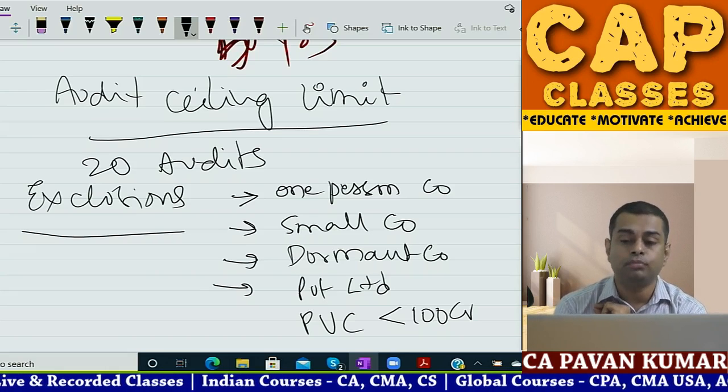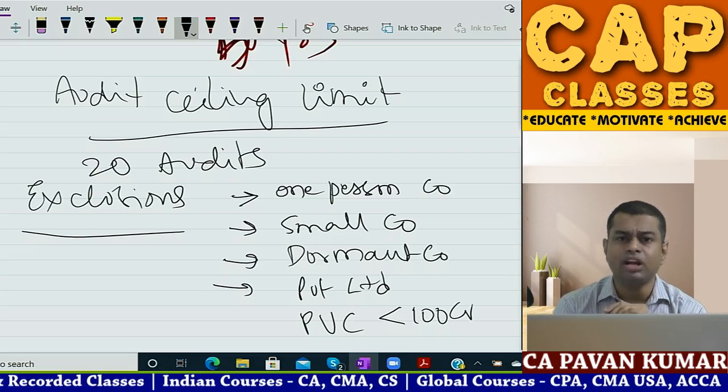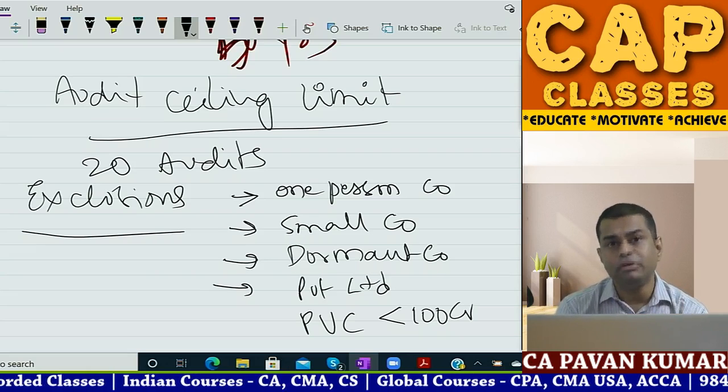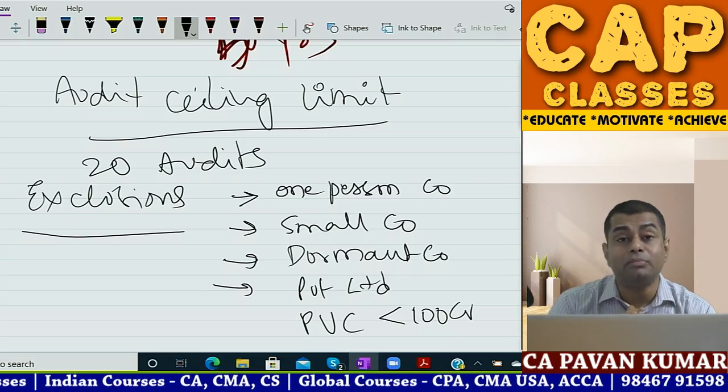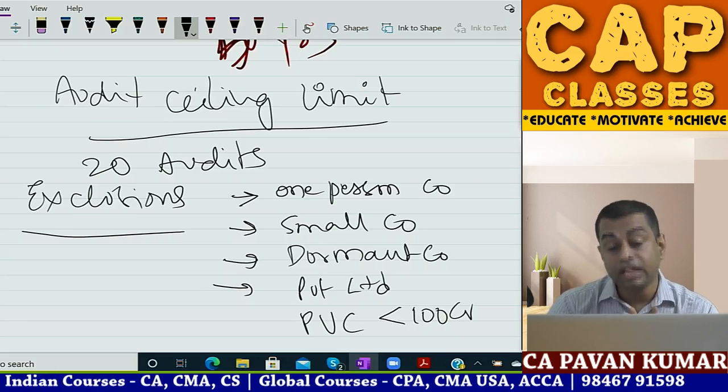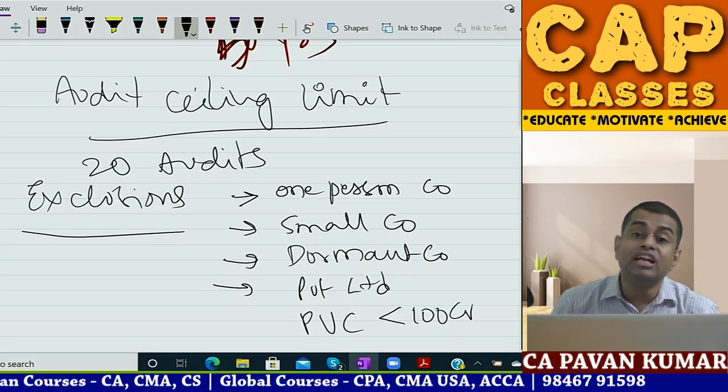The answer is no. Can he accept a small company audit? Yes. Can he accept dormant company audit? Yes. Can he accept audit of a private limited company whose paid up capital is 55 crores? Yes, because these are not included in the 20.